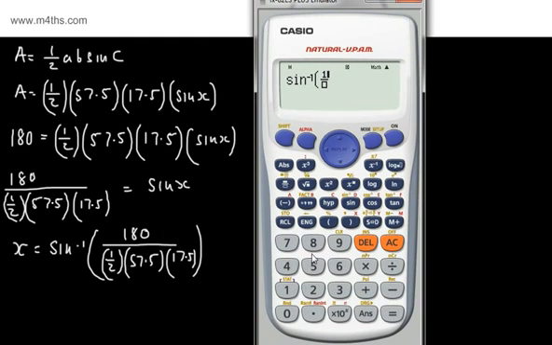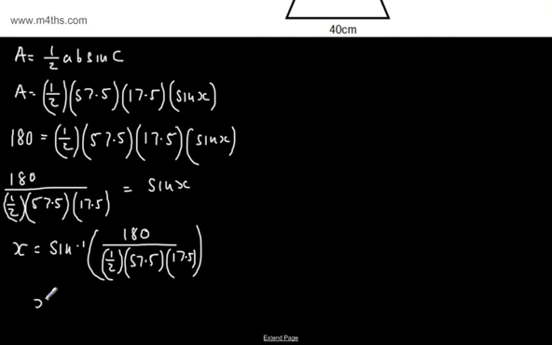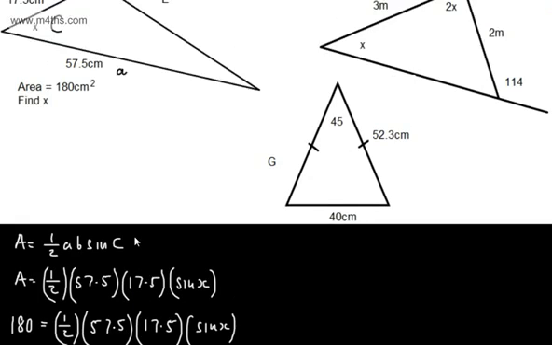So we're going to have 180 over 0.5, and again, if you want to use brackets you can, or multiplication. We've got 57.5 multiplied by 17.5, and then we'll just close our brackets off and we'll get the size of the angle, 20.96. So we'll round this to 1 decimal place and say the value of x is going to be 21.0 degrees. So all we've done is simply work that backwards.